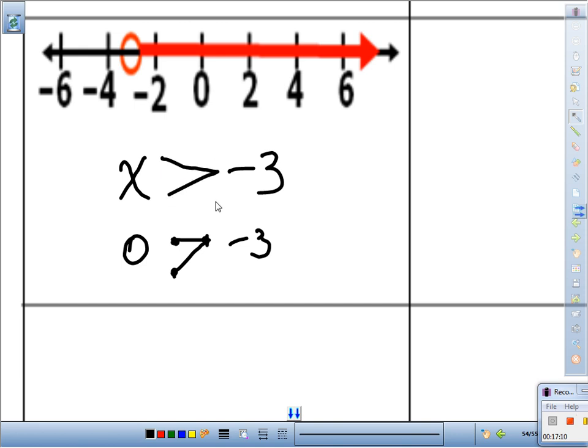Now, do I write the equal sign underneath? No, because this is a what? Open point. That means do not include -3. Are we there so far?